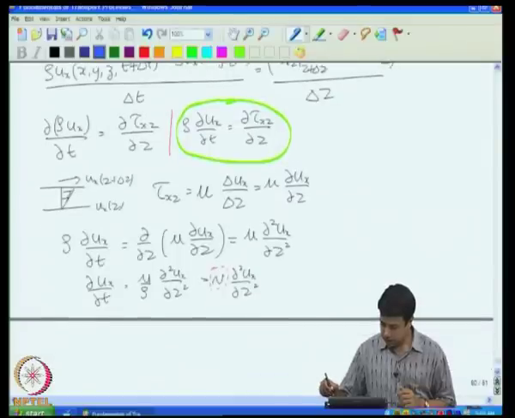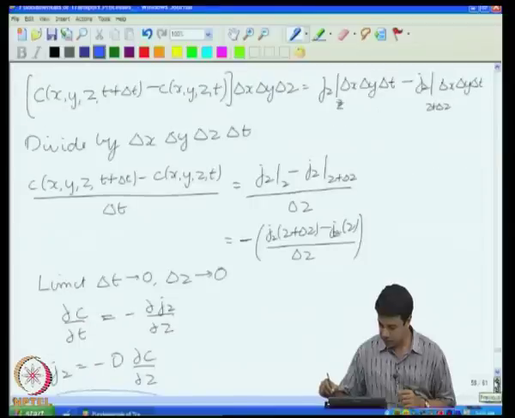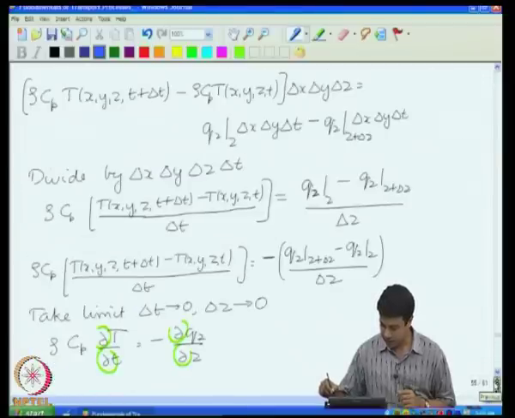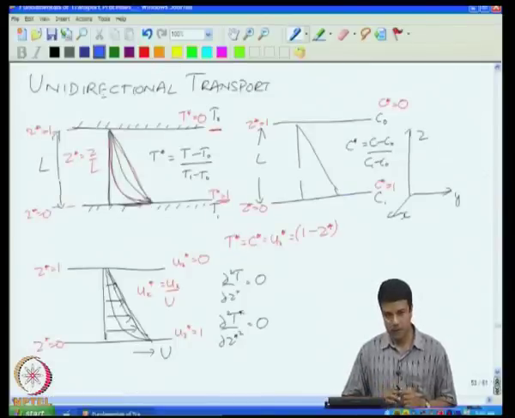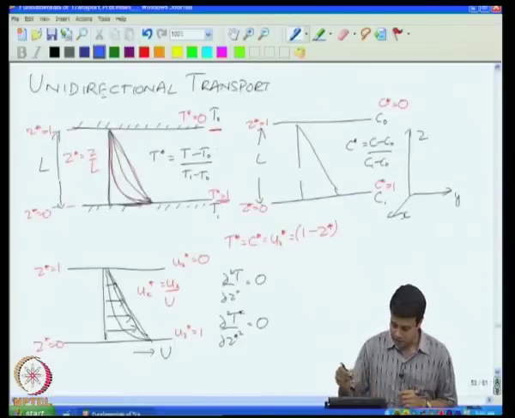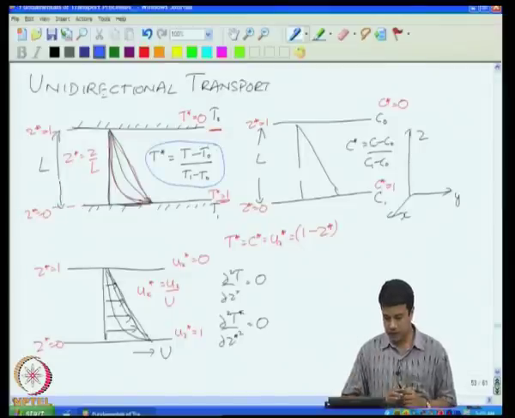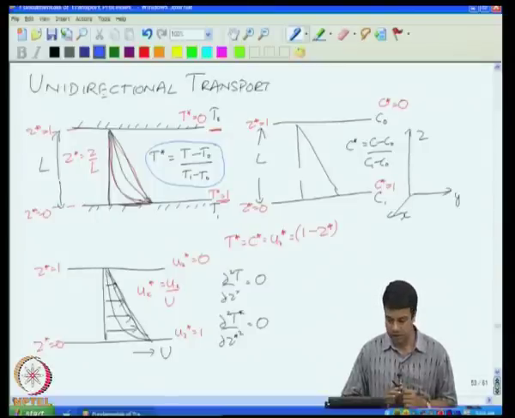And we talked a little bit about scaling. I said that rather than work with these unscaled coordinates alpha, t, ux and c, I could define scaled coordinates. In this case t star is equal to t minus t naught by t 1 minus t naught. T star is equal to 0 on the top surface and t star is equal to 1 on the bottom surface. If I define z star is equal to z by l, then z star is equal to 1 on the top surface and z star is equal to 0 on the bottom surface.